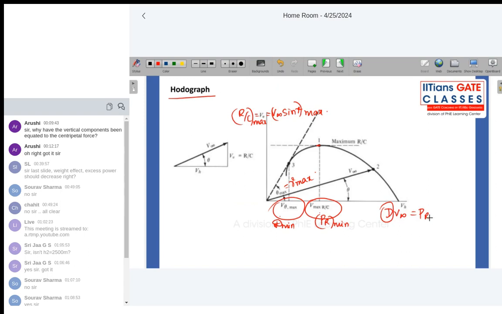Understood, right? Yes. So there will be a difference. That's where. Okay.